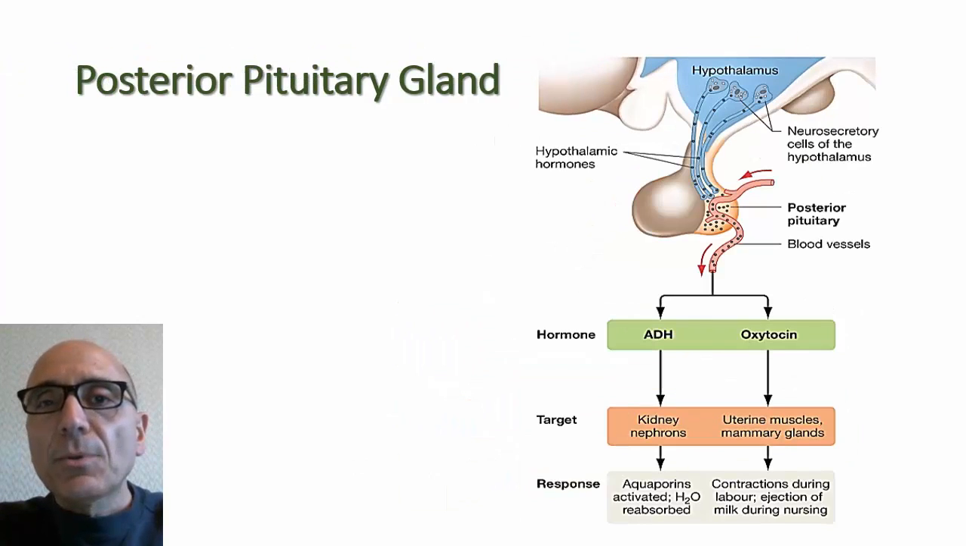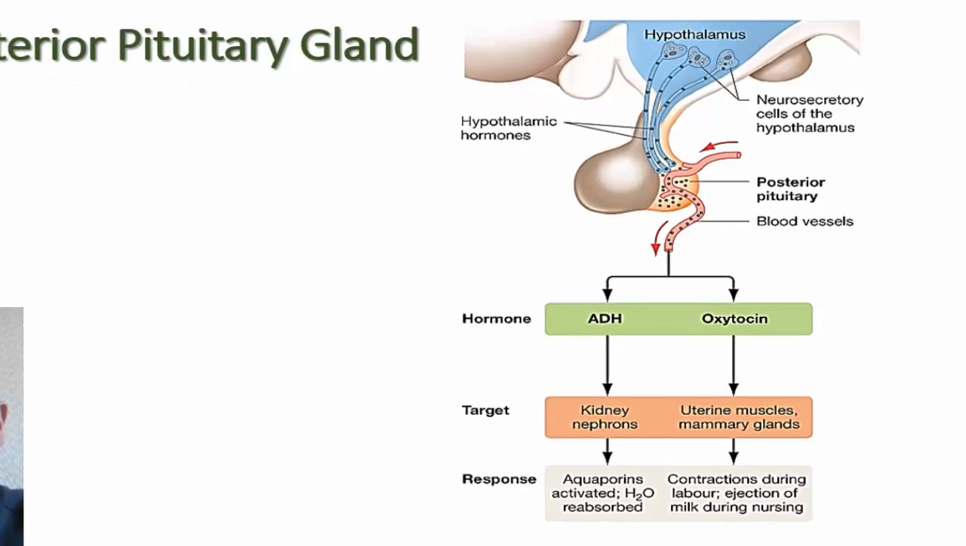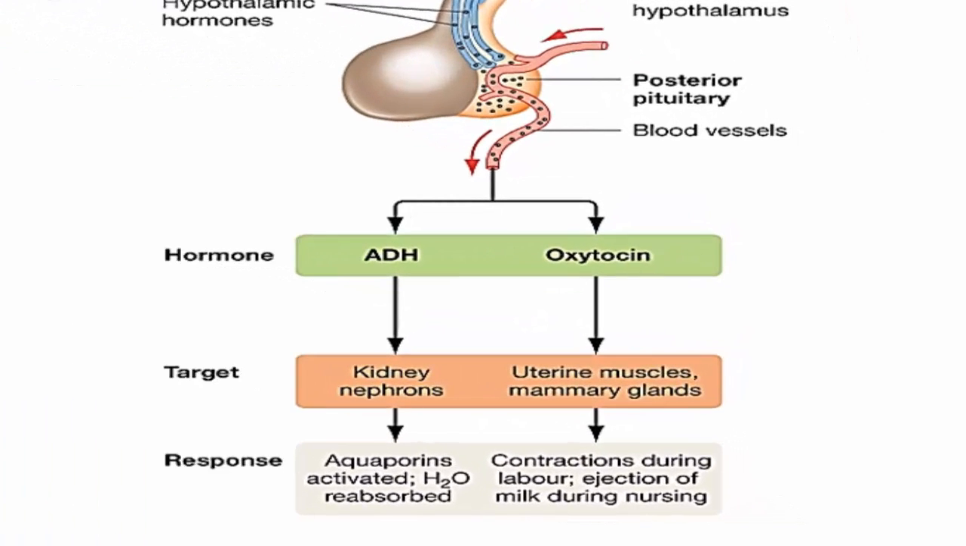The hypothalamus produces 2 additional neurohormones known as antidiuretic hormone, or ADH, and oxytocin. The hormones are transported by axons to the posterior pituitary gland and stored in axon terminals there. They are released from posterior pituitary tissues directly into the blood circulation.